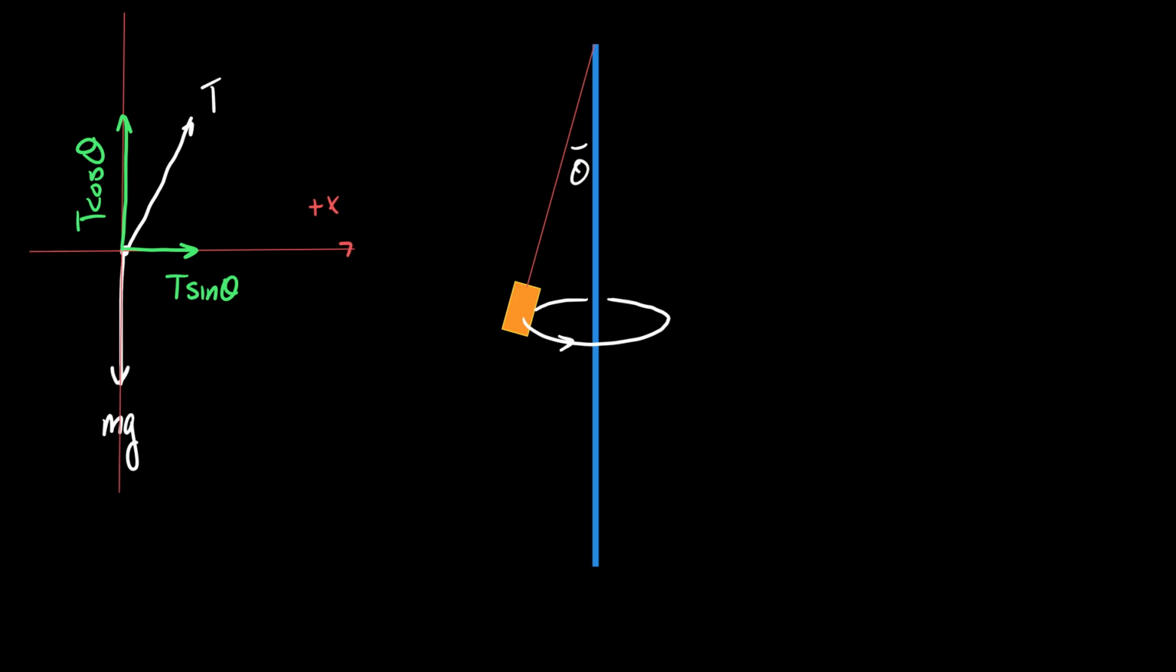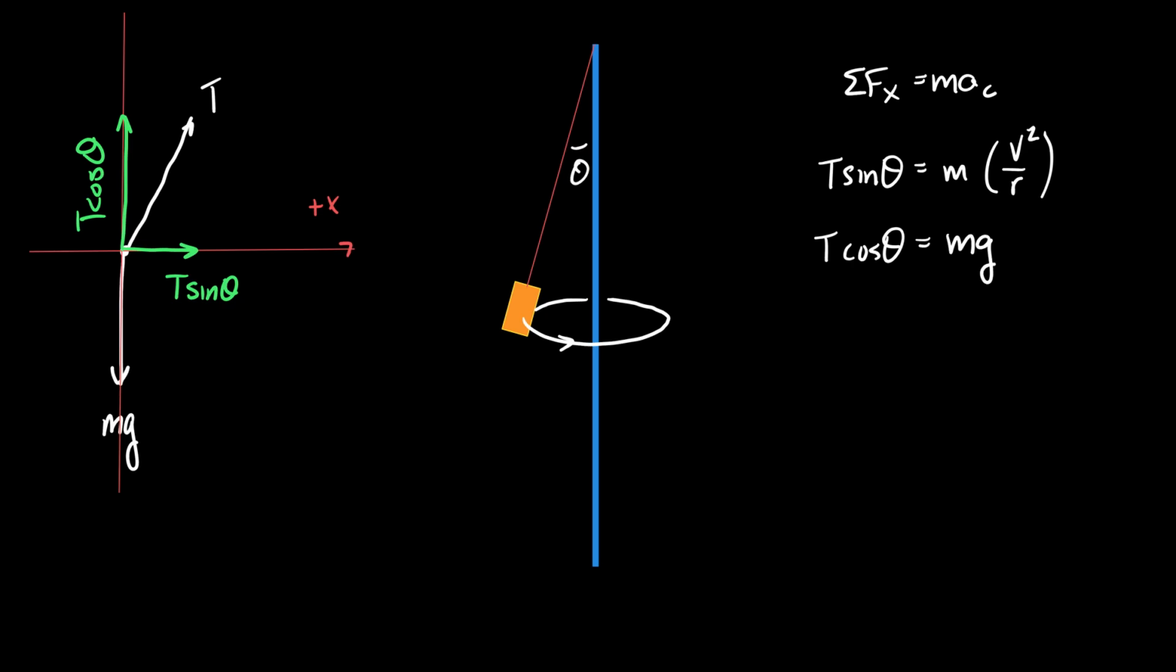Maybe write a Newton's second law and Newton's first law relationship because I don't want T in my answer. So net force in the x direction equals m a_c. So that looks to be T sine theta equals m v squared over r, and T cosine theta equals mg. Any question about where any of that came from? Again, first semester physics. I got an r in there I'm going to have to deal with in a bit, but we'll let it ride for now.